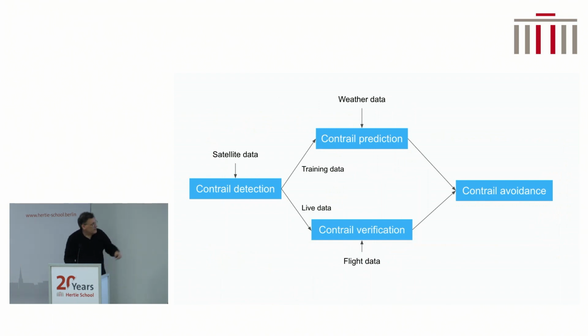And that all depends on something upstream called contrail detection. So we actually can look in these satellite data, find where the contrails are, and feed it into the contrail verification system. We also use this as training data for our AI. In other words, we gather a very large data set: yes, we saw a contrail in a satellite. What weather caused those contrails? So it's the training data for the prediction system. So yeah, there are these different pieces that fit together.